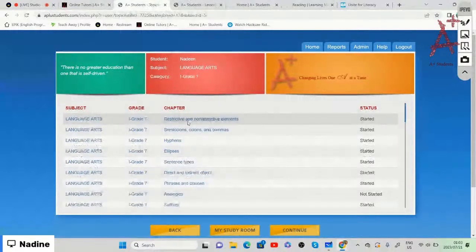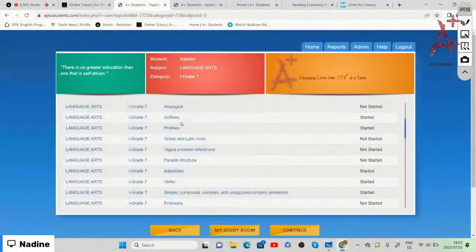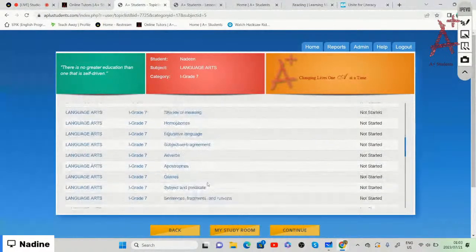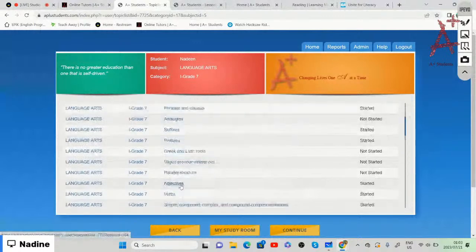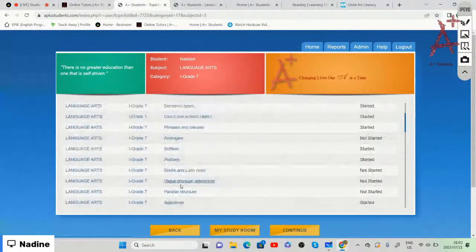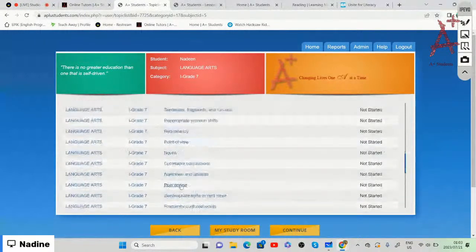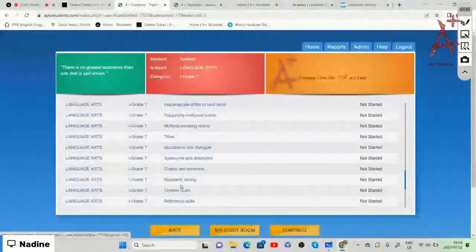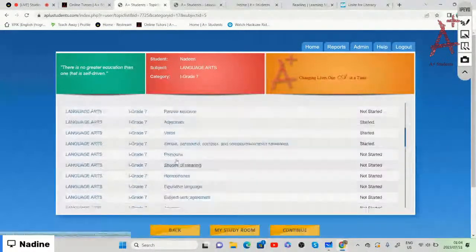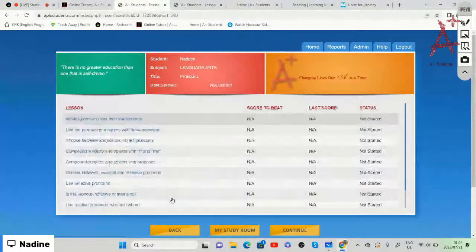All right, so once we are at grade 7, in grade 7 language arts, we're going to scroll down to the chapter that says personal pronouns. Oops, pronouns. Let's go to pronouns.